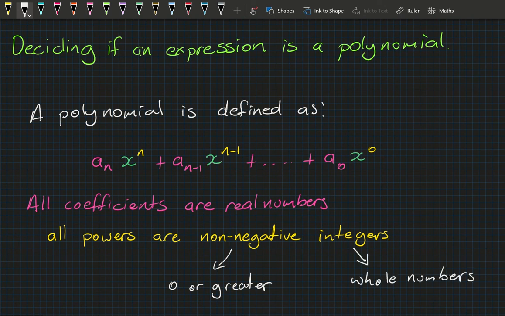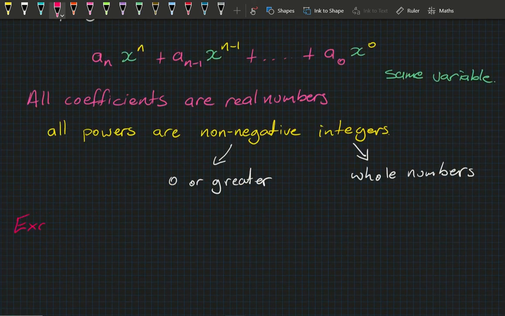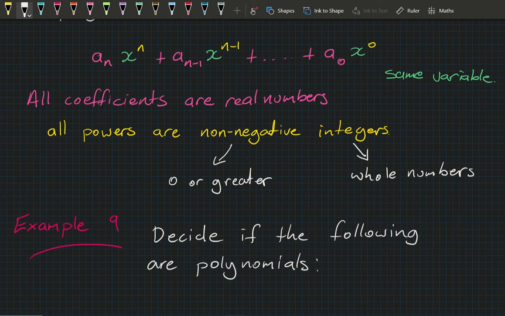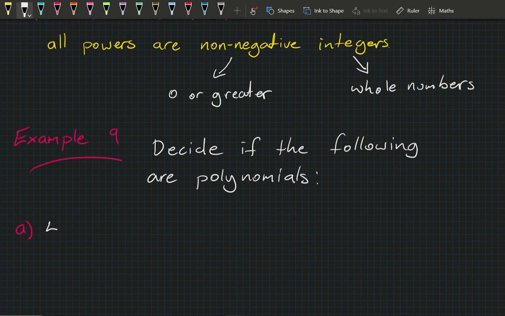Though it's probably very clear since the last section, it's really important that you understand that x is the same variable. Alright, let's move on to example 9, where we're going to decide if the following expressions are polynomials. Alright, in part A, we've got 4x squared minus 1 plus 7 times x to the 4.